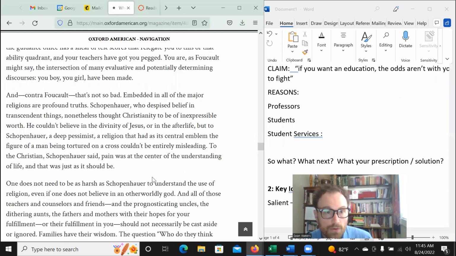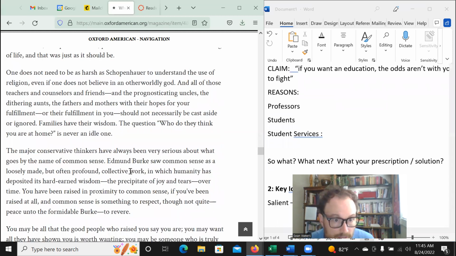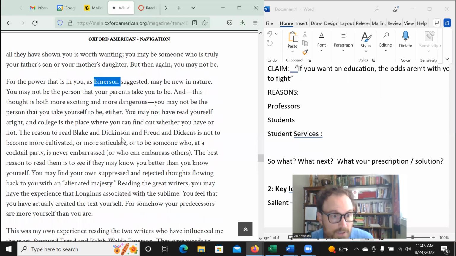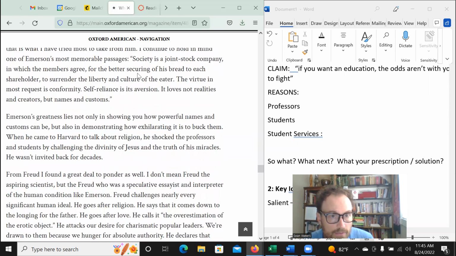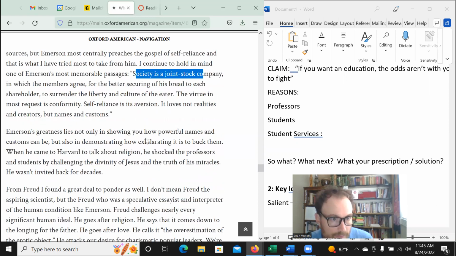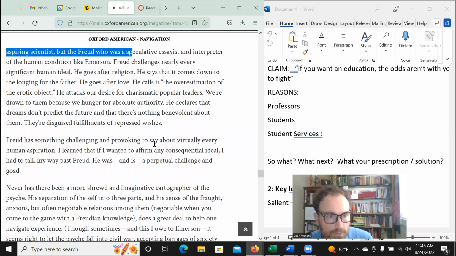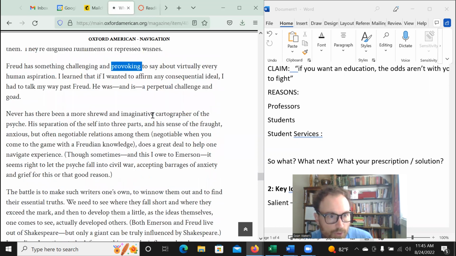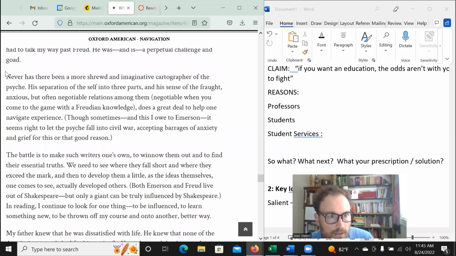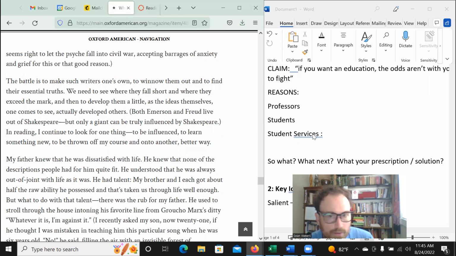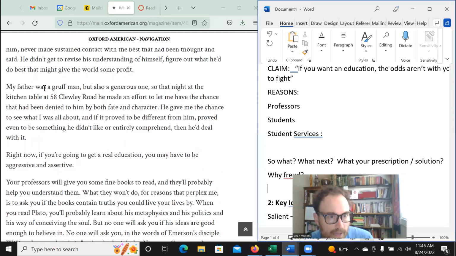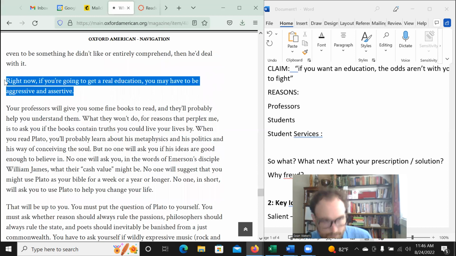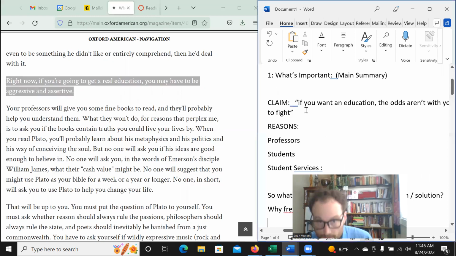He's dropping Foucault, Schopenhauer, Jesus, Emerson, Freud. Society as a joint stock company. From Freud, I found a great deal to ponder, challenging and provoking. Still talking about Freud. So why Freud? Why talk about Freud? Back to his father. Ooh, that looks like another phrasing of his claim.